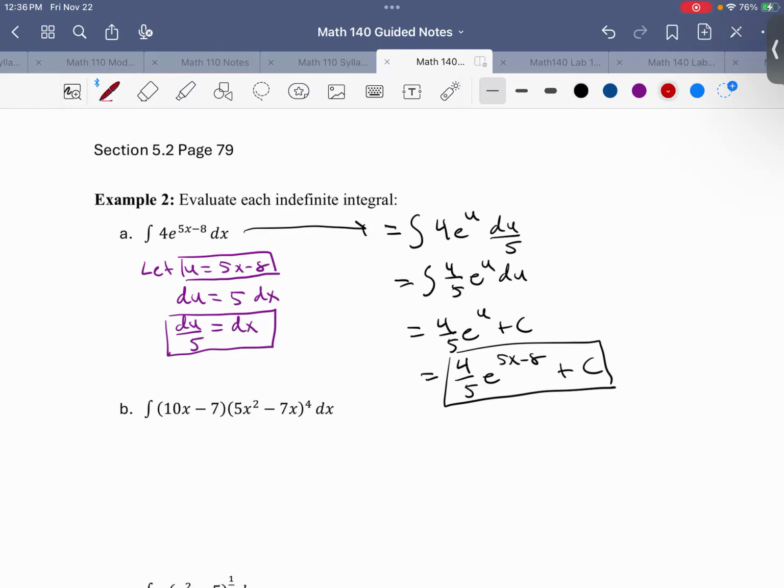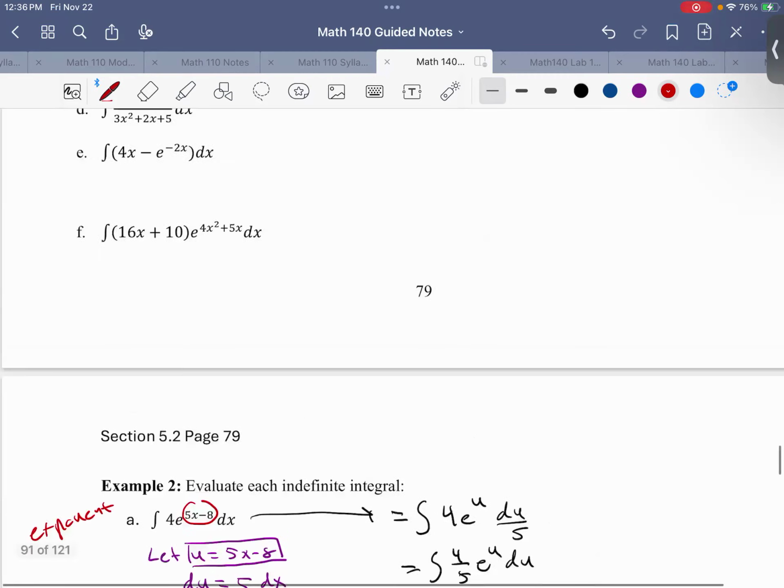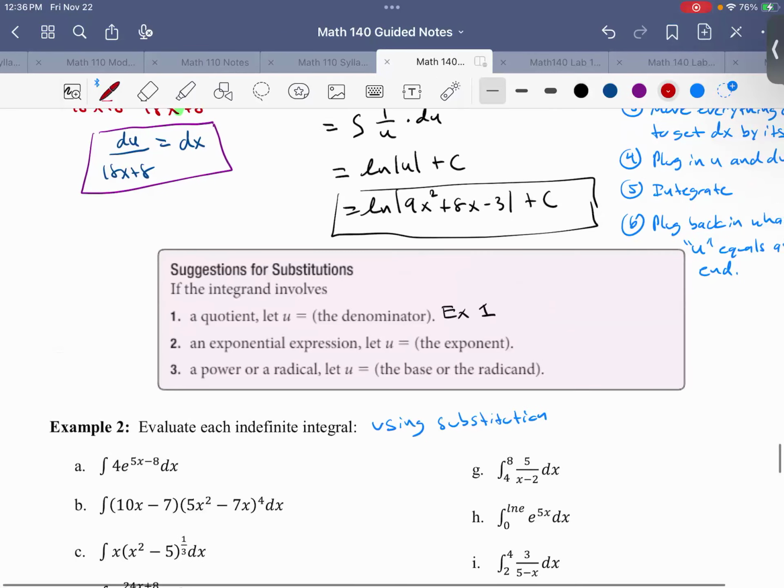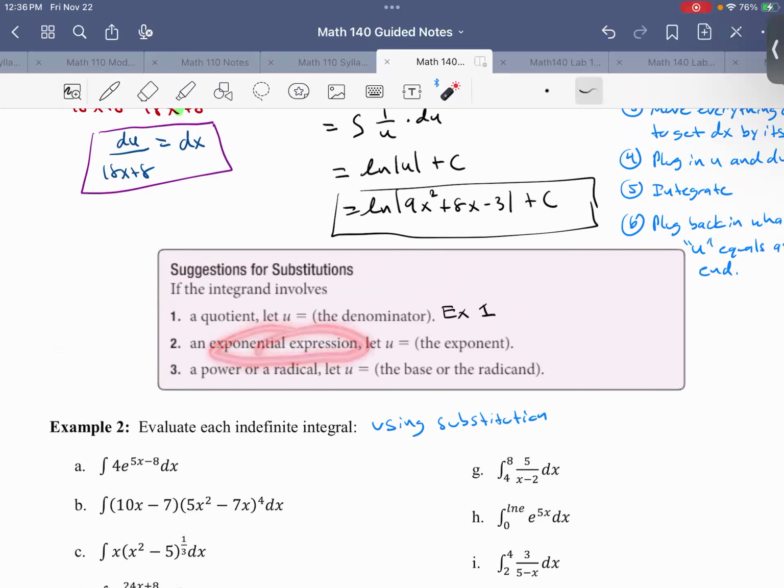And for reference, this is an example of if your u is in the exponent. So if we go back to our suggestions, if it's an exponential expression, you let u be in the exponent. Okay, let's go ahead and look at example B now.